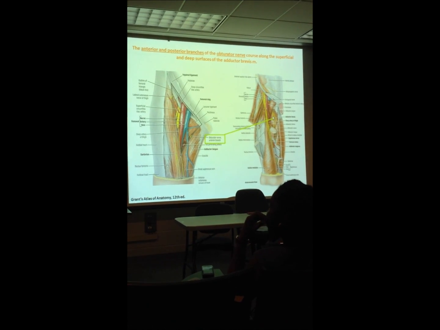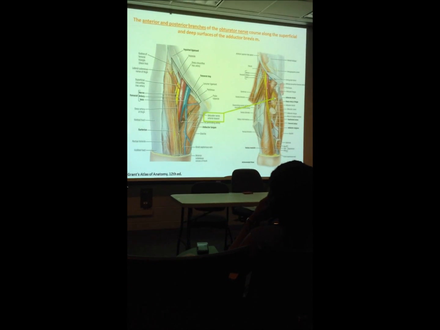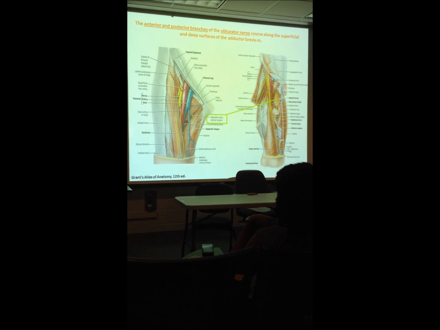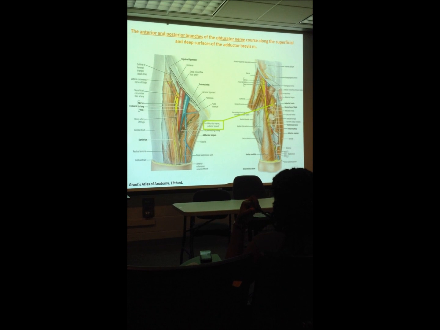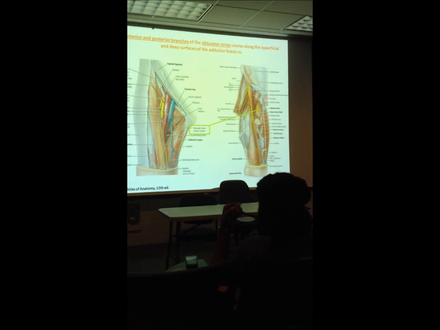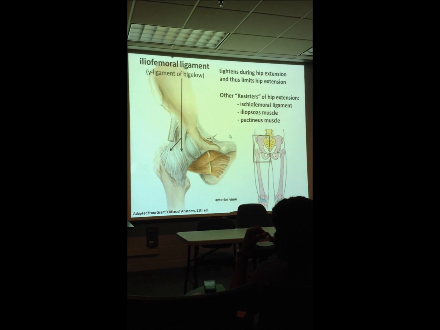Okay, so this is the anterior division of the obturator nerve, and the posterior division would be behind this muscle because we know the adductor brevis splits the 2. All right, that's slide number 3. Slide number 4.